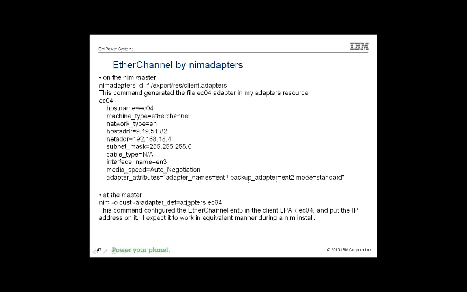The operation to customize the running LPAR. Well, I did the define, right, and it built up the stanza. And then at the bottom here on the master, it's nim -o customize this client, use this adapter definition. And it went ahead and configured the Etherchannel in the client LPAR and put the IP address on it. It would work the same way during a client install.